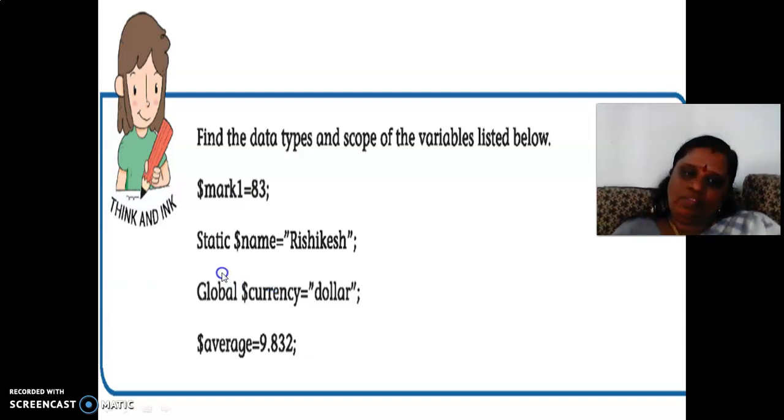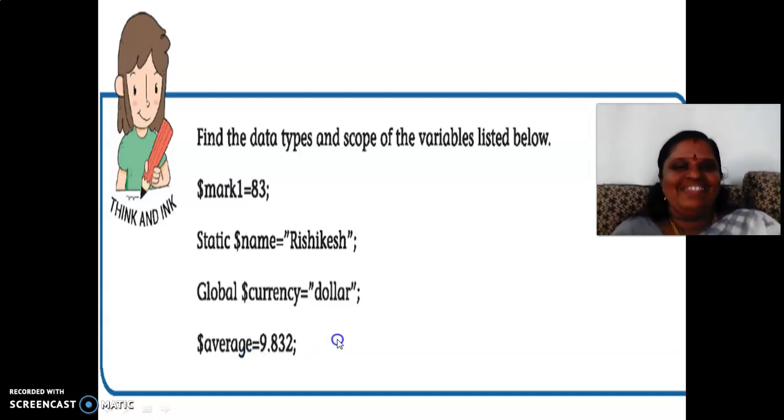So global means global scope variable. Static, if this keyword is not there, by default these two are local scope. These two variables are local scope. Okay. Got it? I said the answer itself. Please write down what the data types are for these variables and the scope of the variable, either in tabular column form, or you write it as data type is equal to, and scope of variable is equal to, like this.